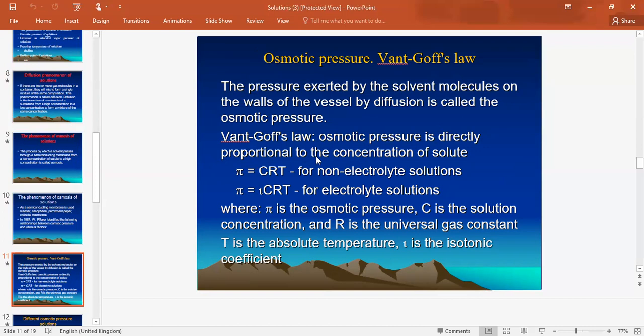π = CRT. This equation is for a non-electrolyte solution, and this equation, π = iCRT, is for an electrolyte solution. π is the osmotic pressure, C is the solution concentration, R is the universal gas constant, T is the absolute temperature, and i is the isotonic coefficient.